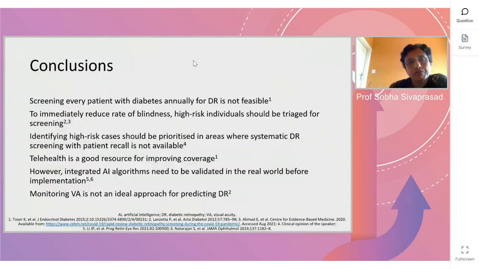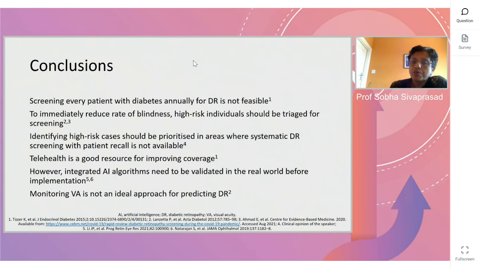that would have helped diabetic macular edema more than any other new gadgets. So in conclusion, what I would like to say is we do need to screen every patient with diabetes annually. However, the current screening program is not feasible, and therefore new techniques should be developed, and telemedicine and AI is definitely a very good way forward.